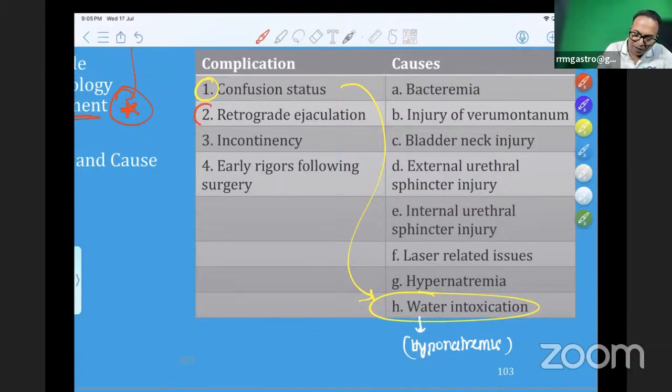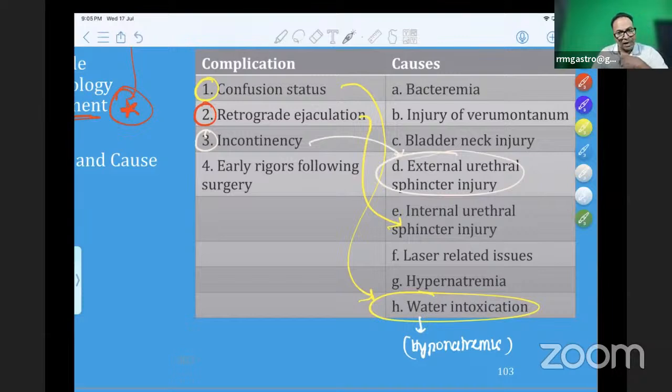Retrograde ejaculation, a very, very dangerous and worst complication. The old man will kill you. What injury? Retrograde ejaculation is due to external urethral sphincter injury. Sorry, internal urethral sphincter injury. So this retrograde ejaculation is due to internal urethral sphincter injury. So what is the problem with external urethral injury? A very, very dangerous complication. This is 3, incontinence. They cannot control the urine.